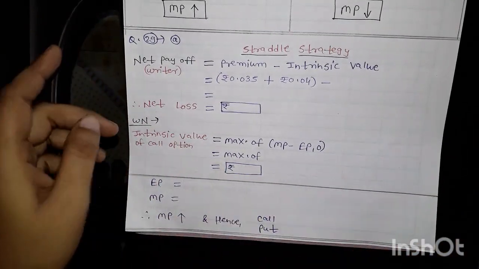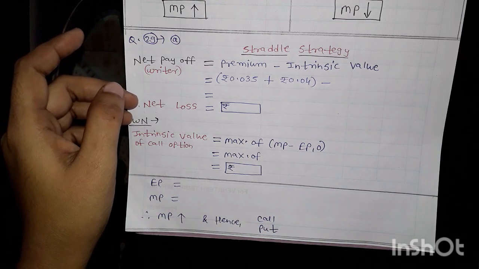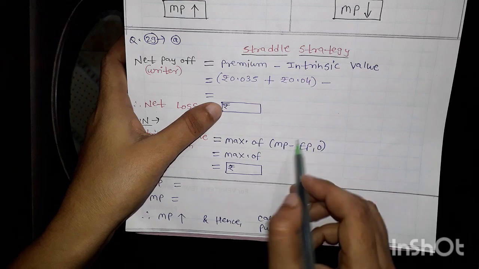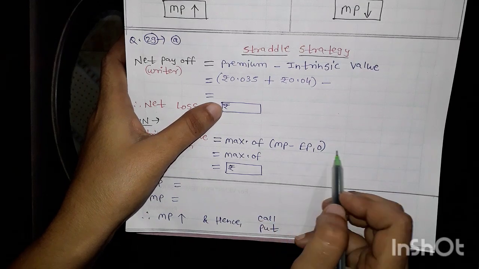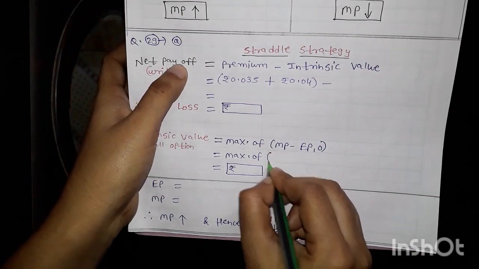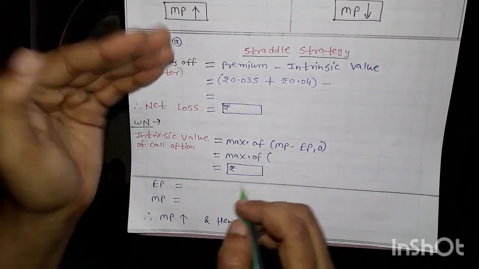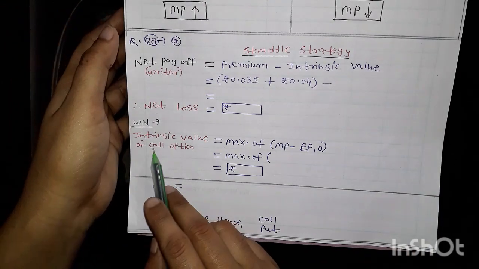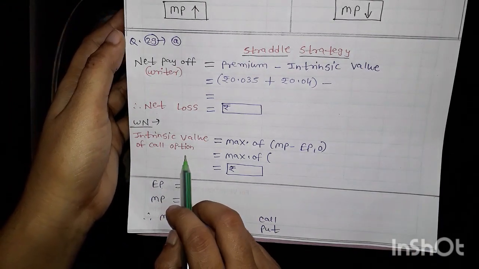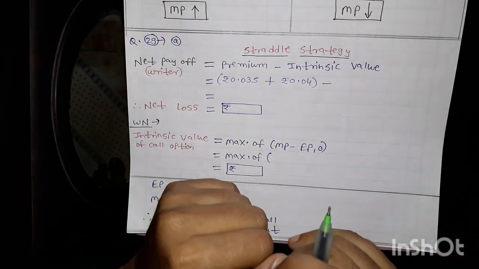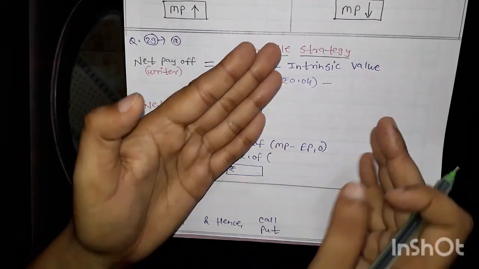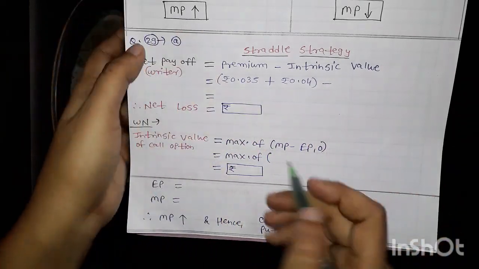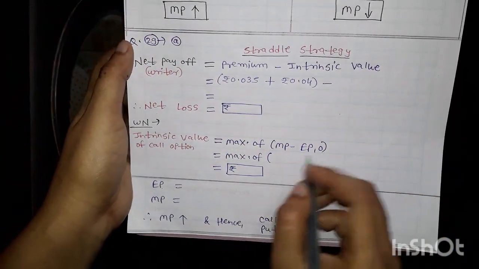Intrinsic value we are not going to get directly, so in a working note I am going to calculate the intrinsic value of a call option. It is the maximum of market price minus exercise price, comma 0. We know this is the formula. How do I understand that I have to calculate the intrinsic value of a call option? Because the market price is increasing. Whenever the market price is high, we know that the call option should be exercised, so that's why I'm calculating the intrinsic value of a call option.